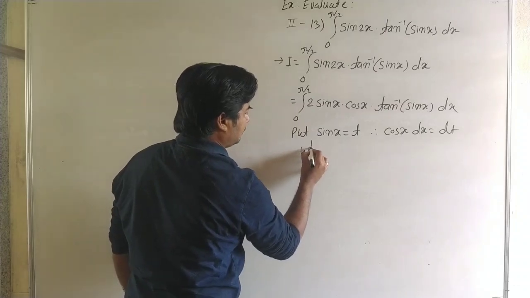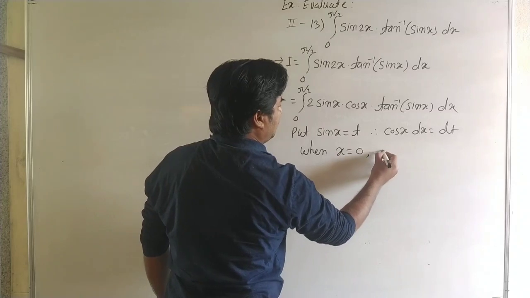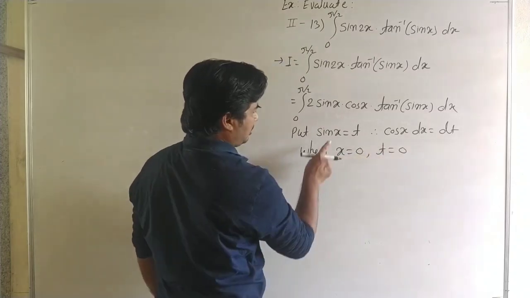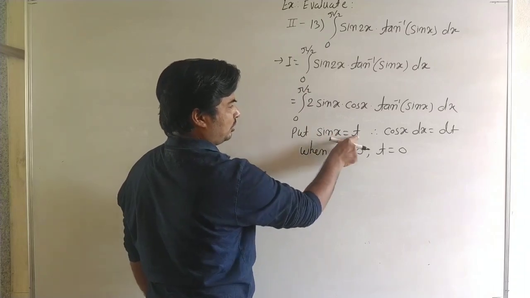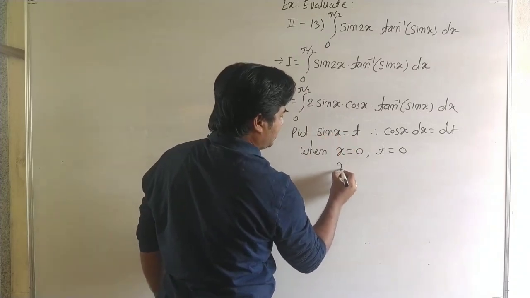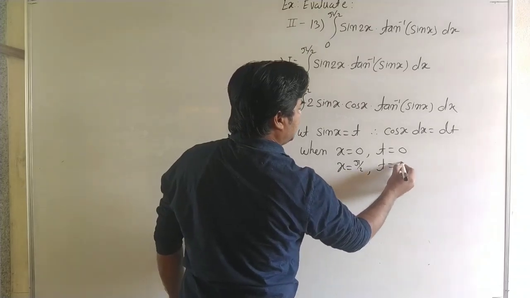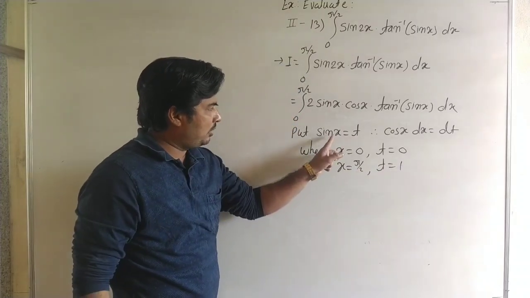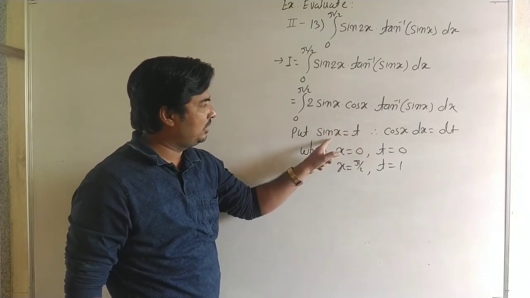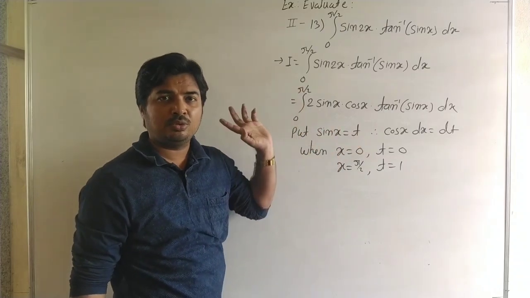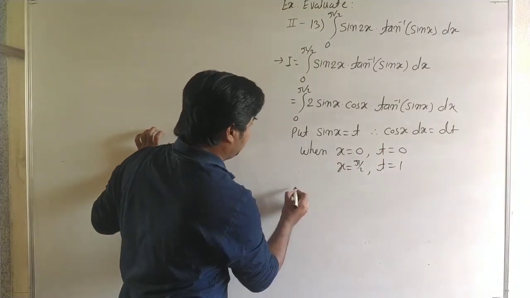When x is equal to 0, t is also 0, because sin 0 is 0, therefore t is equal to 0. And when x is equal to pi by 2, t is equal to 1, because sin pi by 2 is 1. Now our new limit is 0 to 1.